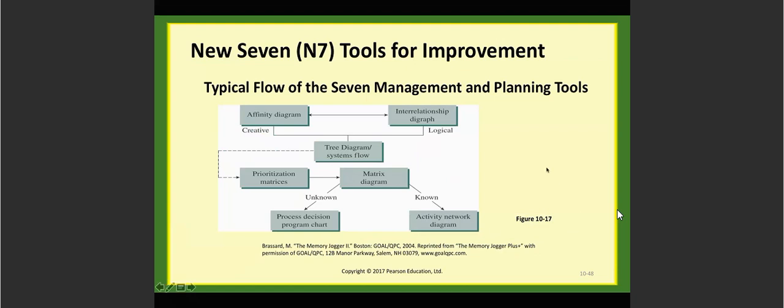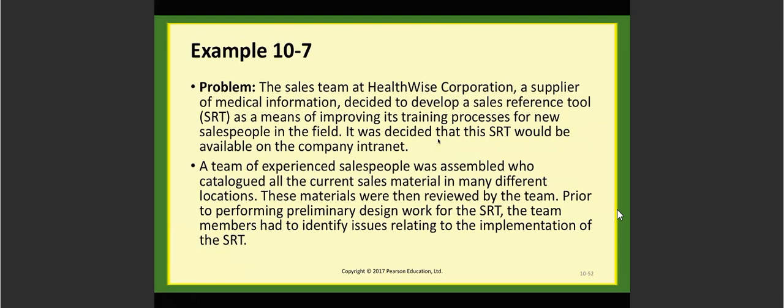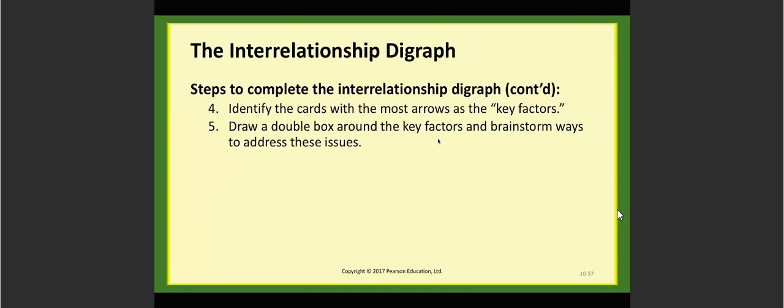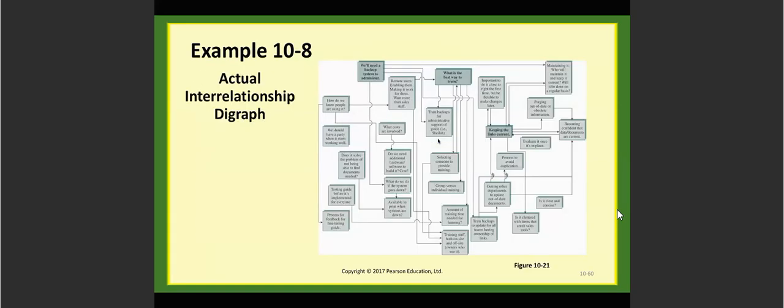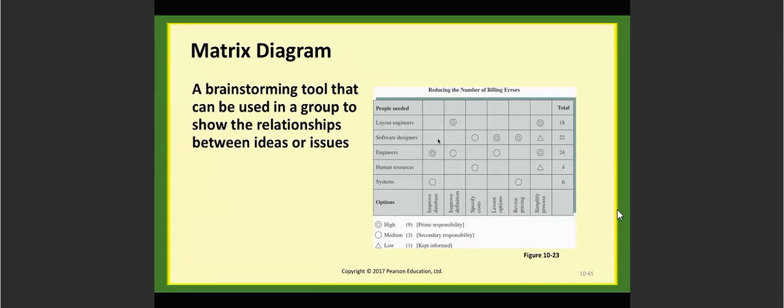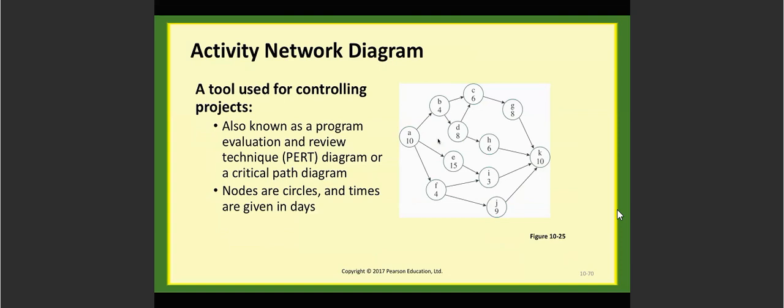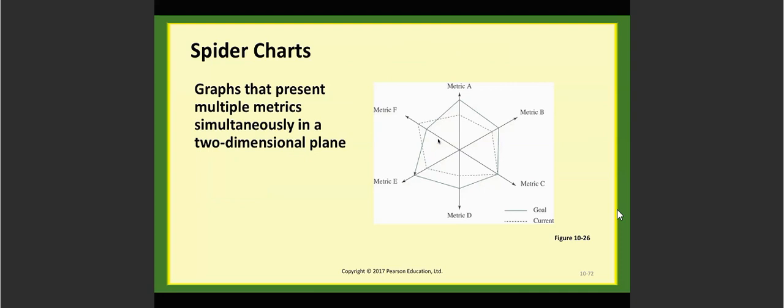Okay, so the flow is different. The flow from the basic 7 tools and the new tools is different. Just have a look, at least you know what it is used for. Interrelationship diagram, tree diagram, matrix diagram. See, I told you just now, the activity network diagram, the spider chart.